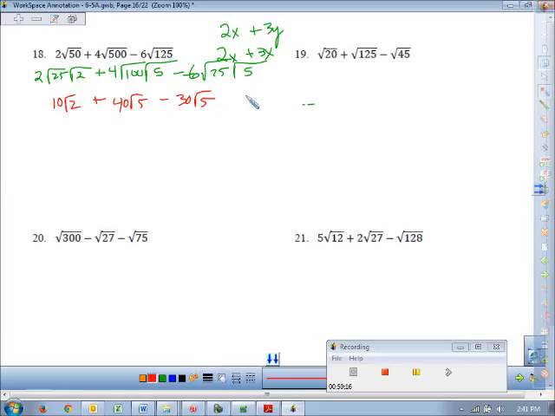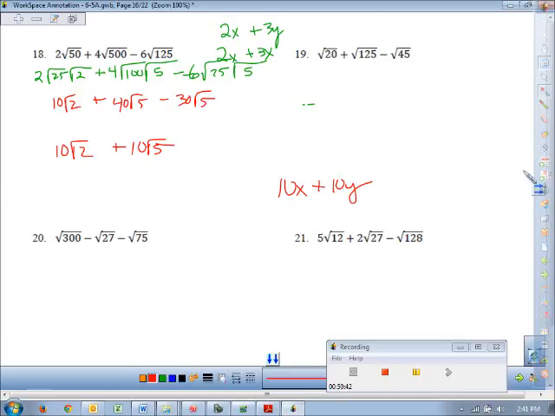Do you have any quote-unquote like terms in this bad boy? You got some radical 5s. 40 radical 5s, take away 3 radical 5s is how many radical 5s? Yep, 10 radical 5s, but that 10 radical 2 at the front didn't get to go away. It doesn't matter that those coefficient type guys are the same. It's all about the radicals. Radical 2's and radical 5's are different things. Just like 10x plus 10y, you don't get to add those together and say that that's 20 or anything like that. It's 10 square roots of 2 and 10 square roots of 5.